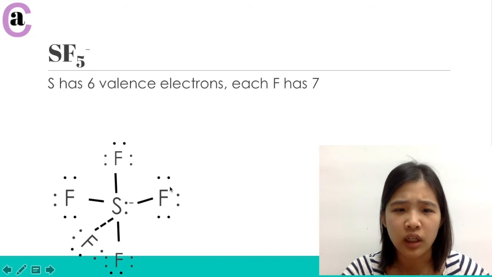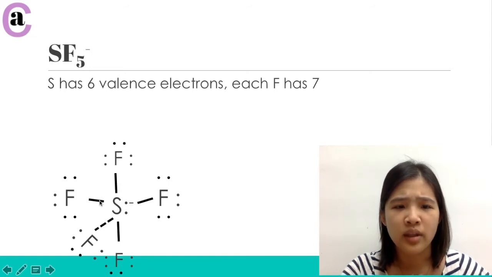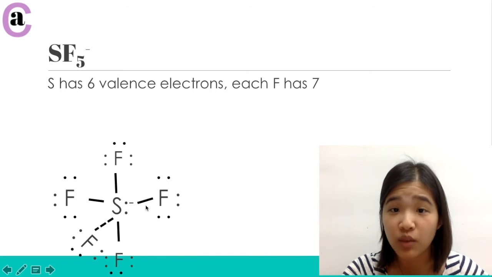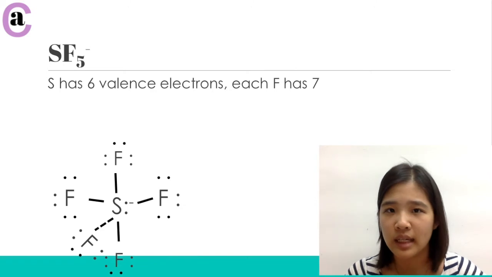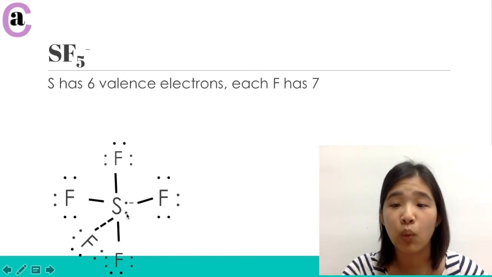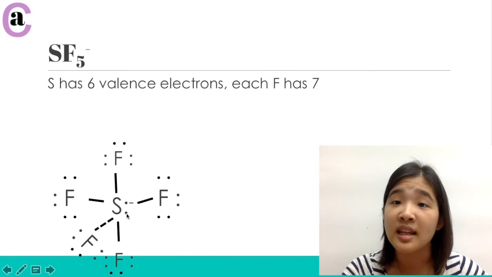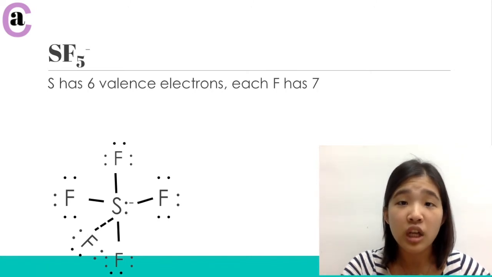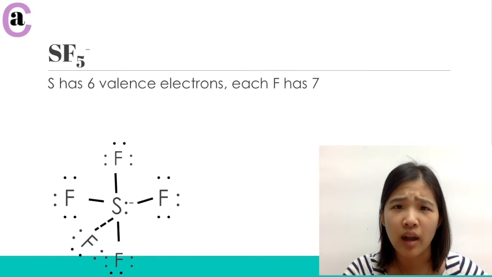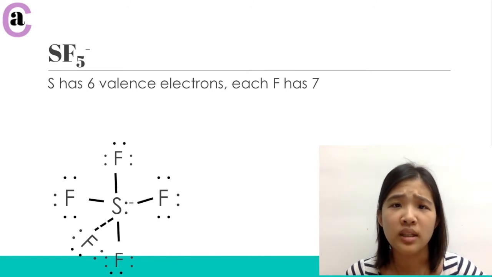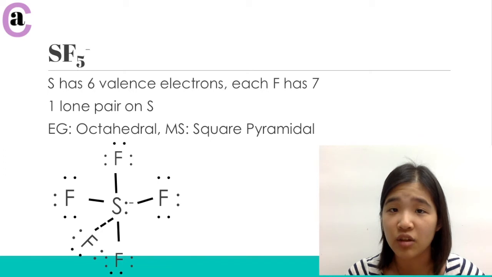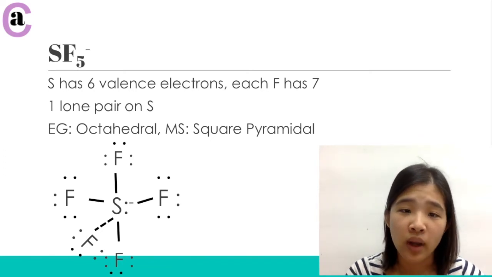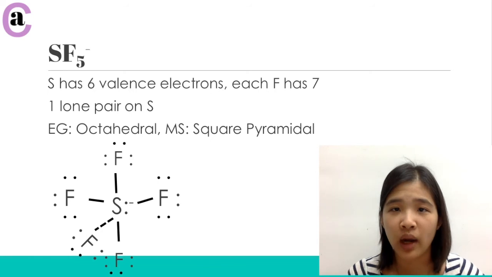So if you take a look, sulfur has 1, 2, 3, 4, 5 bonds with the fluorine atoms, which means that it has 5 valence electrons near it. And then it also has 1 extra. But because the entire molecule has a negative charge, you can see that there's an extra electron near that sulfur. So that again is what gives it that negative charge. And because there's that lone pair, you have different electron geometry and molecular shape. So one is octahedral, the other is square pyramidal.